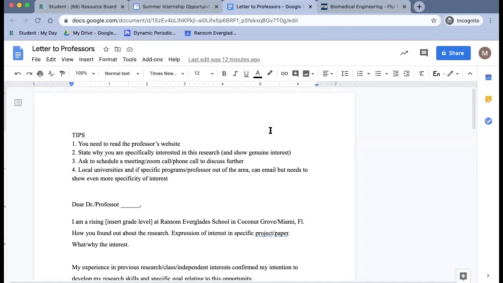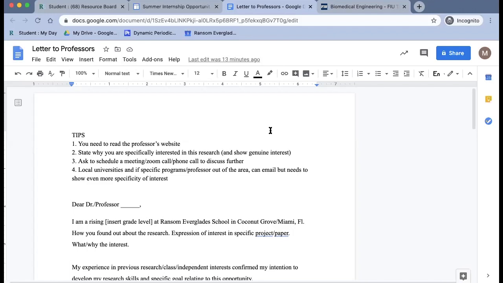Now, these are a couple tips when you are writing the email. You definitely want to state why you're specifically interested in this research and show a genuine interest in this topic. Secondly, you have to ask directly to schedule a meeting, a Zoom call, or a phone call to discuss further. You don't want the professor to have to figure out what they need to respond. You want to ask a clear-cut question that they can answer: yes, let's set up a meeting. So you want to definitely further the discussion. You just don't want to introduce yourself and then the professor reads it and goes, okay, great, I just read this about this person, but so what? What does this person want? They need some guidance too, you know?